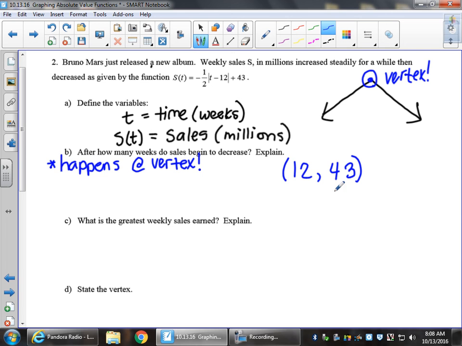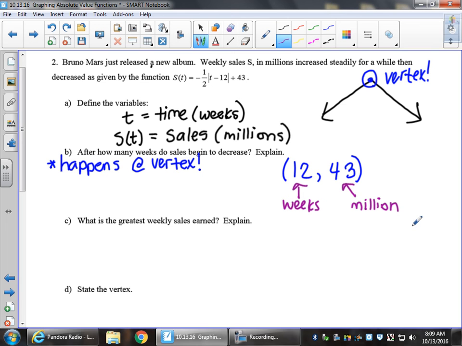I recommend actually giving a real world label. Is 12 t or S of t? So actually make a note. Weeks. And this 43 represents sales in.